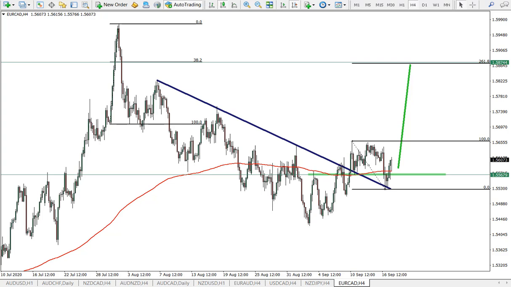Today presenting you analysis on the euro versus Canadian dollar. And the price action is getting very interesting from what I can see, and we might be seeing some price growth in the coming weeks.